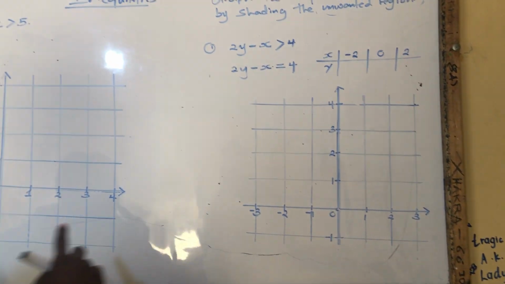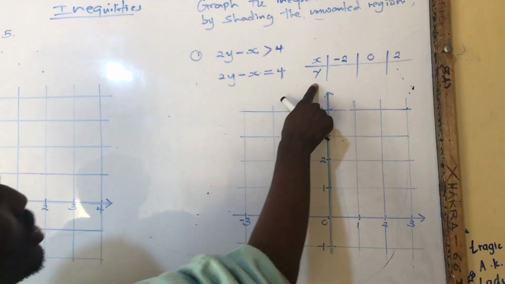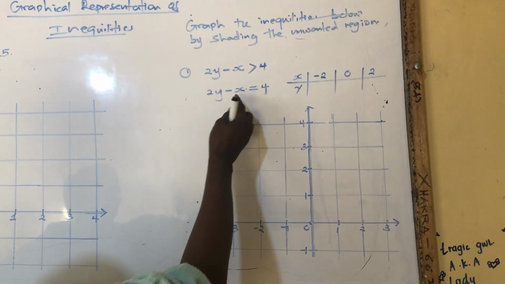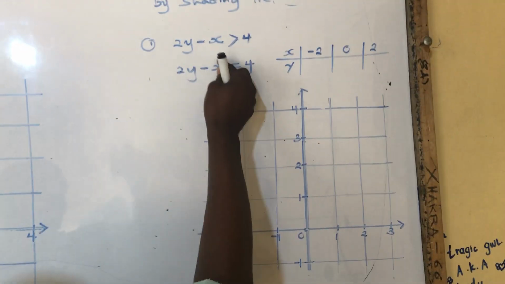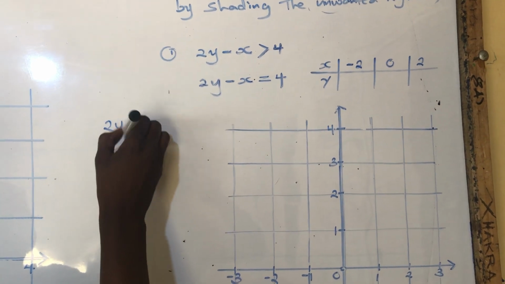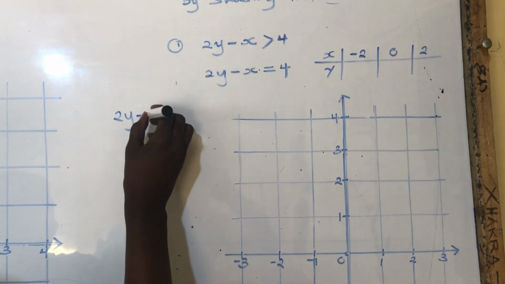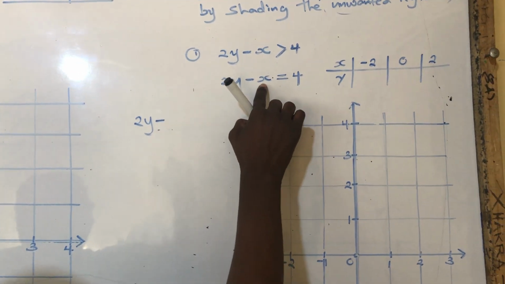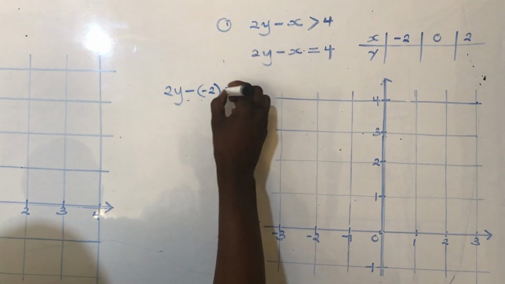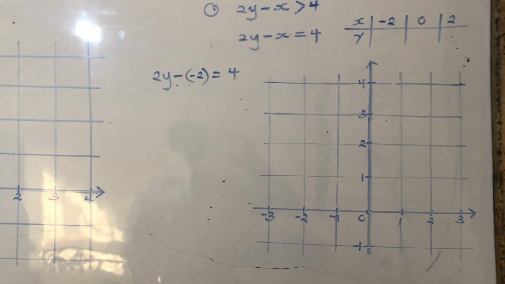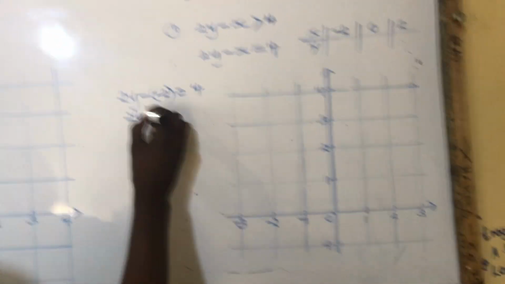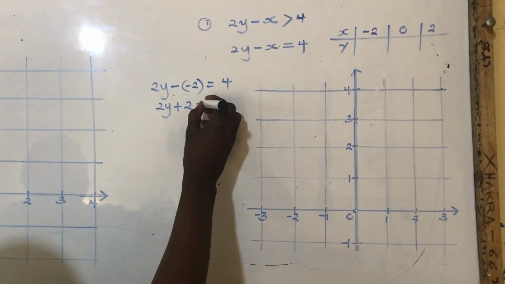I will start with the -2. How do we obtain the value of y? This -2 will be substituted in the place of x. So what will I have? I will have 2y minus, in the place of x, we will substitute the -2 is equal to 4. Please take note, a negative and a negative in mathematics should give a positive, is equal to 4.